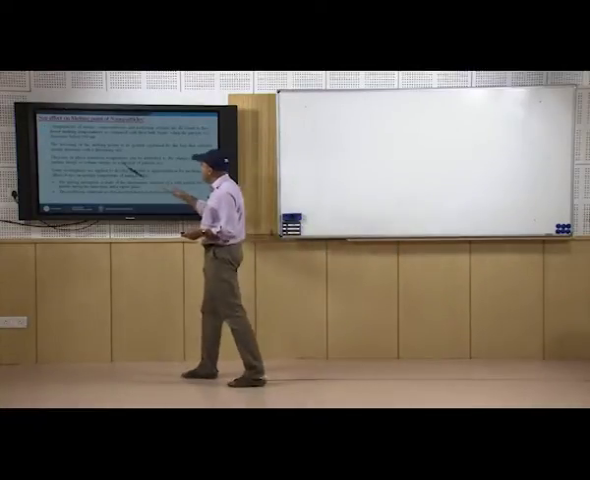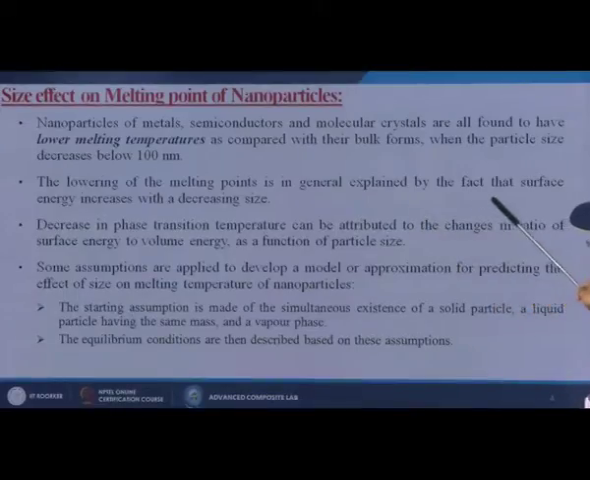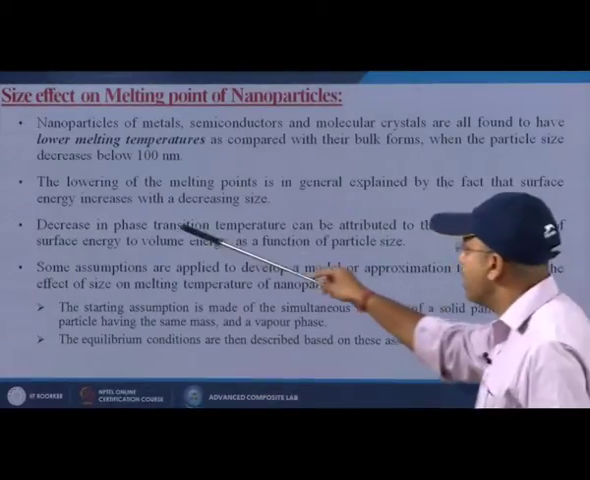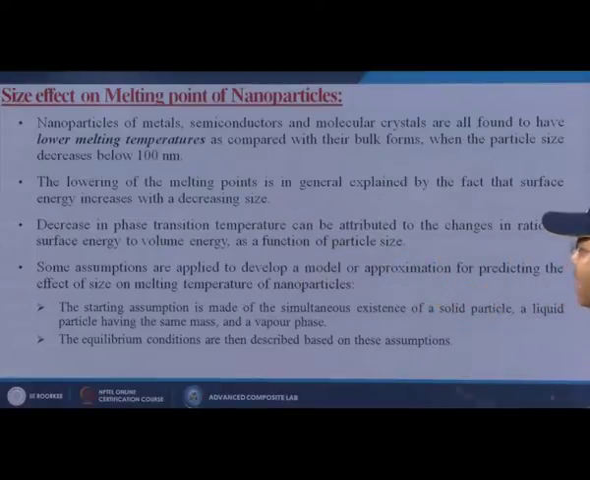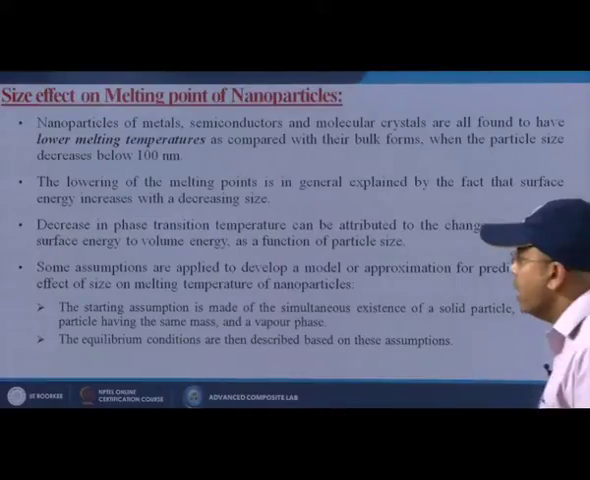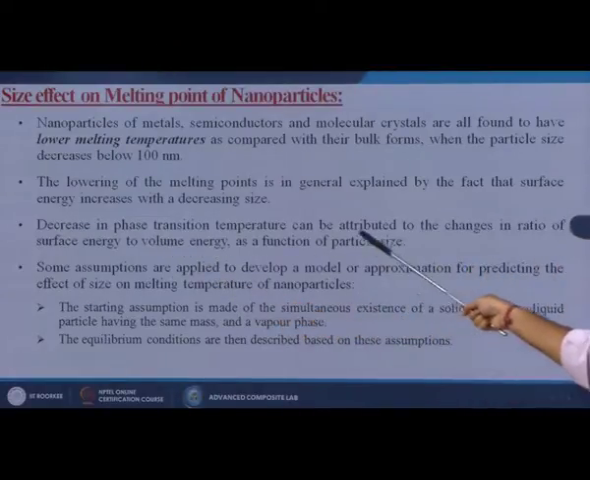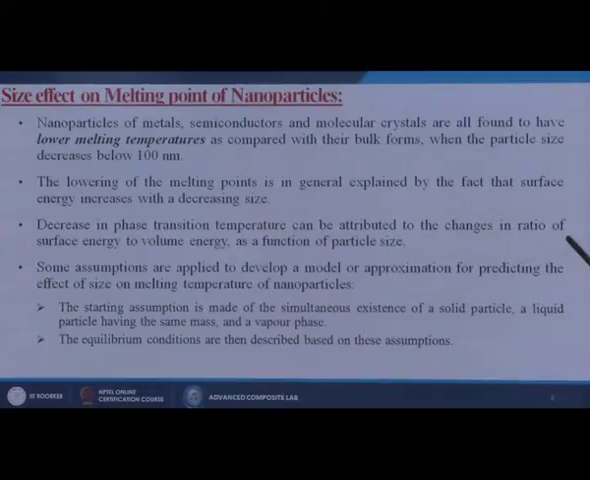The lowering of the melting point is in general explained by the fact that the surface energy increases with decreasing size. So, when the surface energy increases, the melting point decreases. The decrease in phase transition temperature can be attributed to the change in the ratio of surface energy to volume energy as a function of particle size.